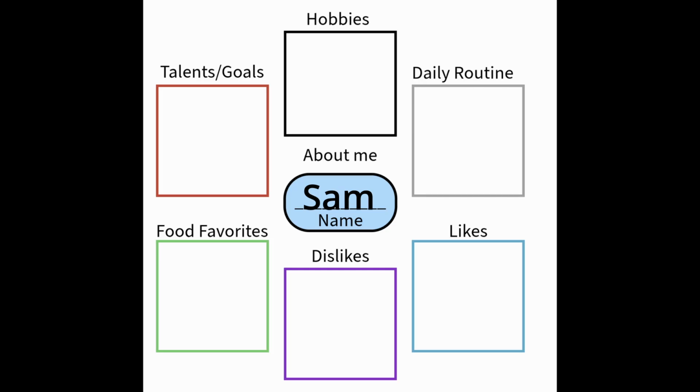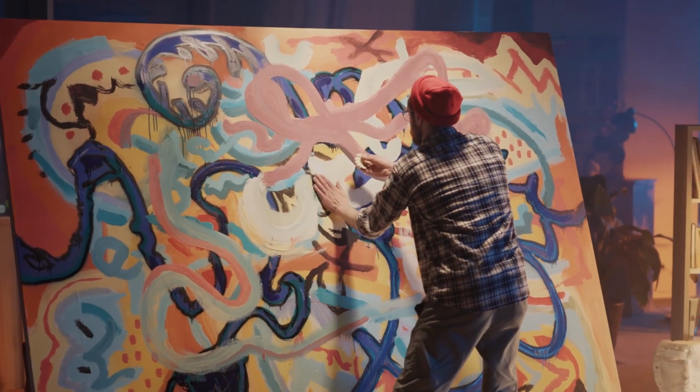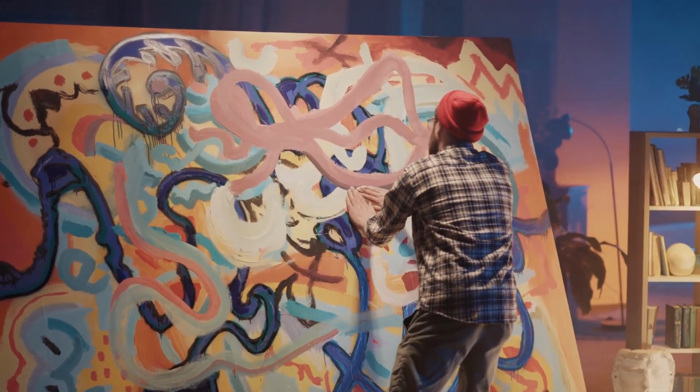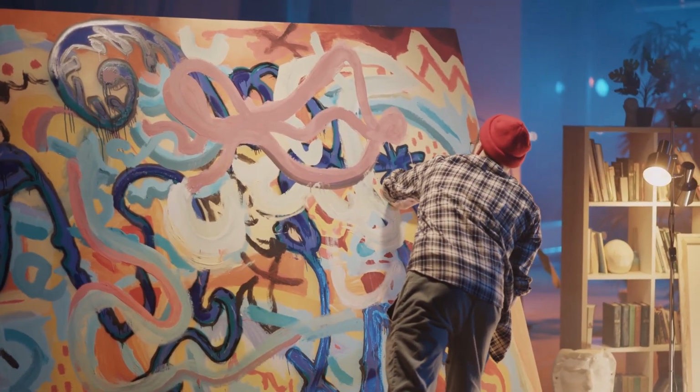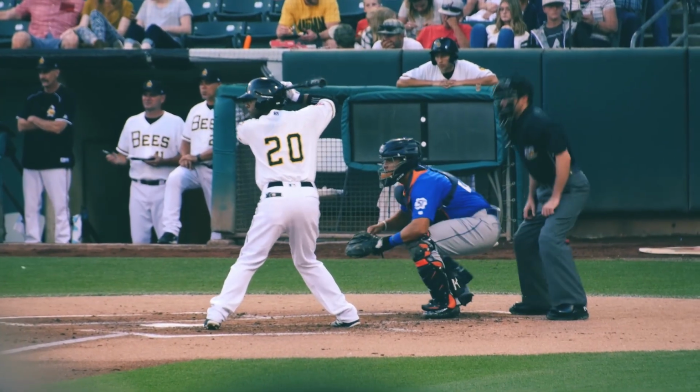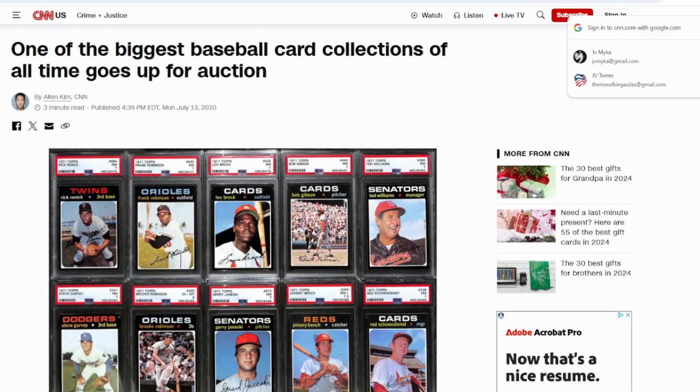Surrounding the name are several boxes with captions above them: hobbies, daily routine, likes, dislikes, food favorites, and talents and goals. Let's begin with hobbies. Hobbies are things people do as recreation or just because it is fun. Our example person, Sam, their hobbies include playing baseball and collecting baseball cards.